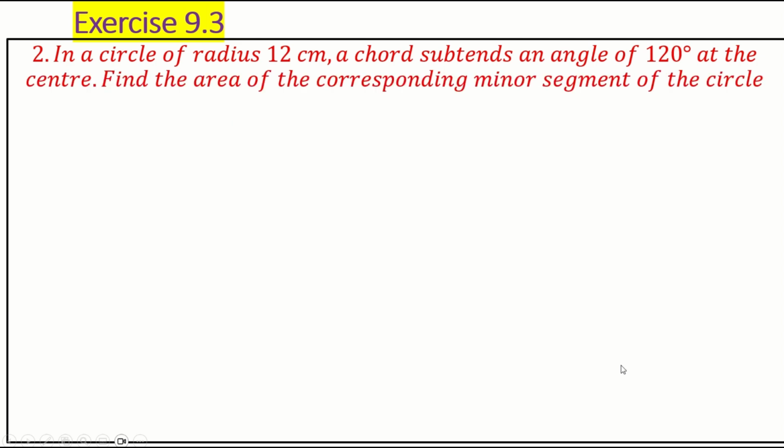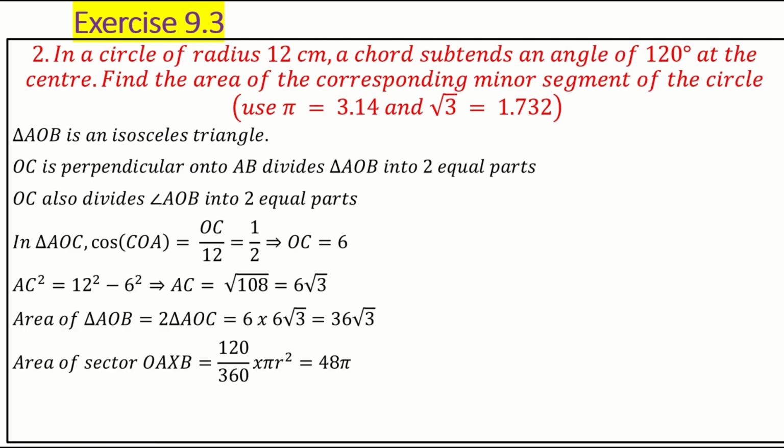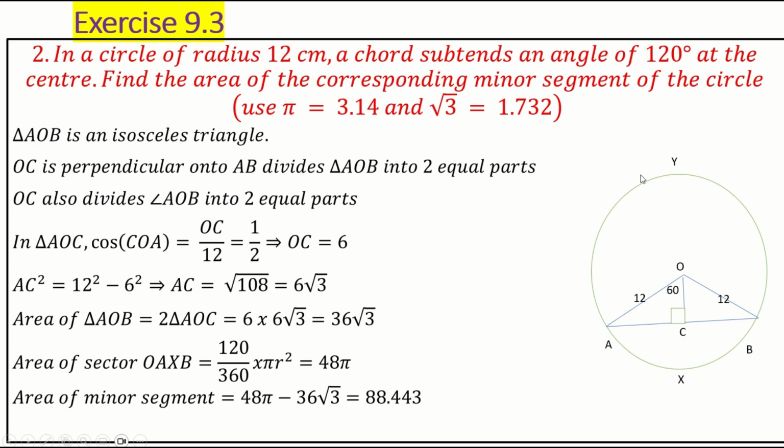Next. In a circle of radius 12 centimeters, a chord subtends an angle of 120 degrees at the center. Find the area of the corresponding minor segment. Okay. So let's check the diagram first. Okay, this is a circle, and we need to find AXB. Okay, AXB. Okay. Now, the first thing we need is the sector area minus the triangle area. Correct? Sector area is simple.